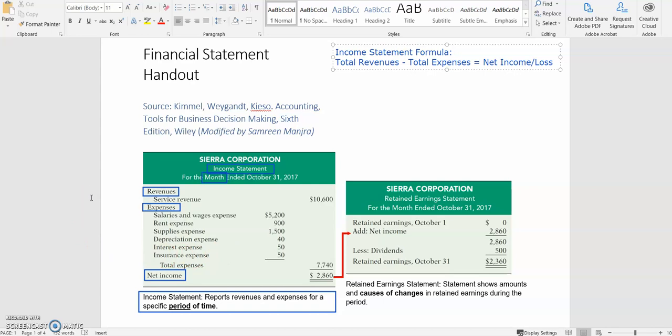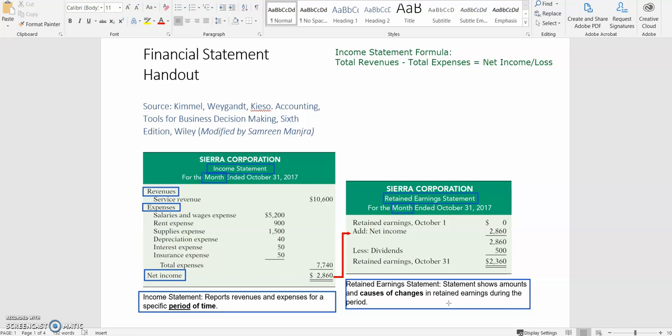The next statement that a company prepares is the retained earnings statement. And the retained earnings statement is also prepared for the same period of time. So it's prepared for that same month of October. And the retained earnings statement shows the amounts and causes of changes in retained earnings during the period. So when it comes to the company's profits, a company is not going to distribute all of their earnings. They're going to retain some of their earnings for future periods.